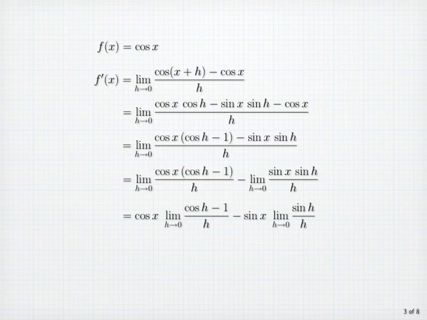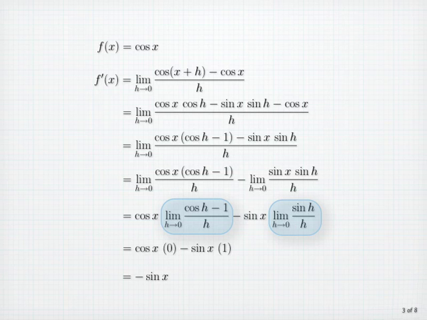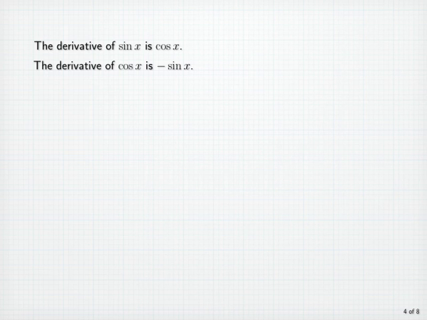and so now we have the very same two basic limits that we just saw when we computed the derivative of sine x. So the derivative of cosine x is cosine x times 0 minus sine x times 1, or minus sine x. So we've now learned that the derivative of sine x is cosine x, and the derivative of cosine x is minus sine x.